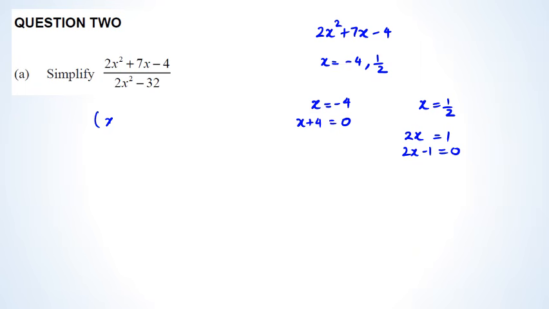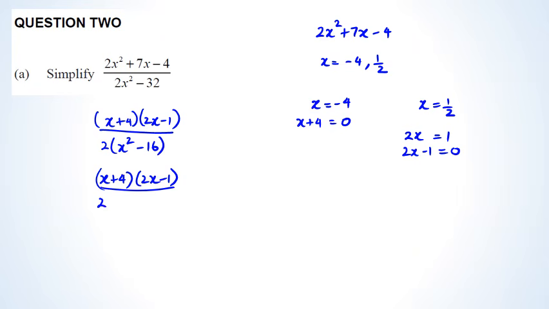So the top here, I can rewrite it as x plus 4 multiplied by 2x minus 1. And as for the bottom, I've got 2 multiplied by x squared minus 16. And I hope you guys can see that this is a difference of 2 squares. So we're going to get x plus 4 multiplied by 2x minus 1 divided by 2 times x plus 4 multiplied by x minus 4. Now at this point, you can cancel out the x plus 4's, and your final answer is going to be 2x minus 1 divided by 2 times x minus 4.